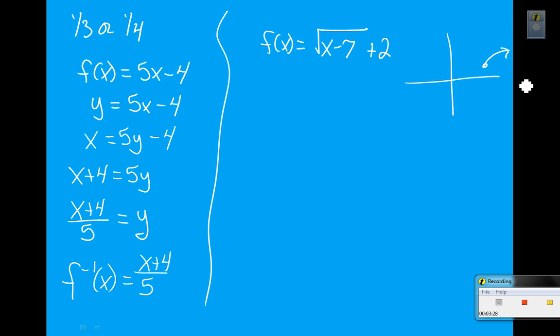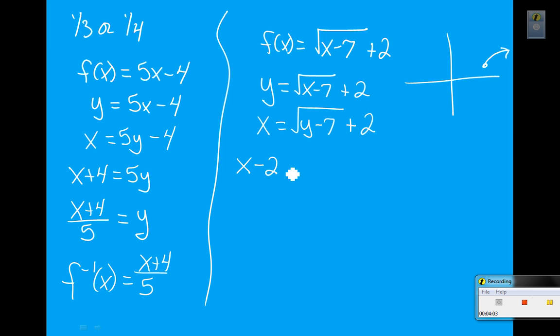Now I'm just going to follow those steps again. Rewrite f of x as y equal the square root of x minus 7, plus 2. When a radical is involved, you've got to get that radical by itself. So first, let me switch the x and the y. Now let me get that radical by itself. So I need to subtract 2 from both sides. So I've got x minus 2 equal the square root of y minus 7.